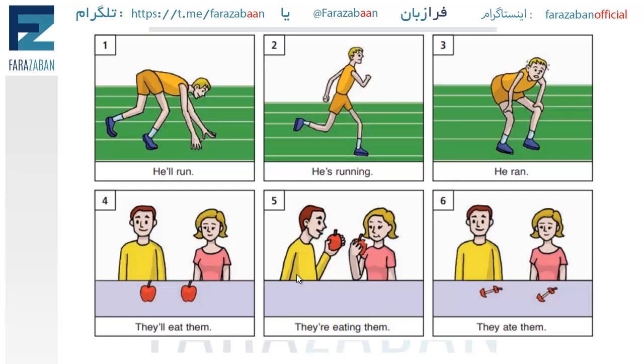They'll eat them. They're eating them. They ate them. 2 تا سیب رو میخوام بخورن، دارن میخورن، خوردن. So eat is another irregular verb. 2 تا فعل بیقاعده اینجا دیدیم. run, eat که تو گذشته ایدی نگرفتن و فرمشون هم کامل عوض شد.